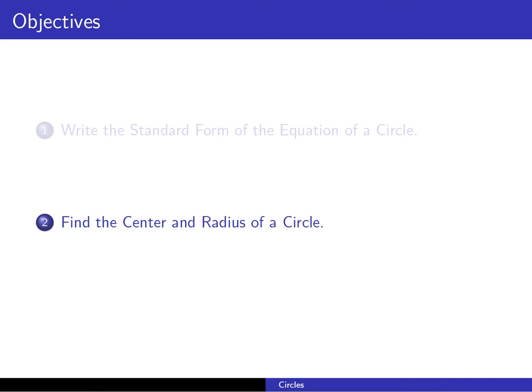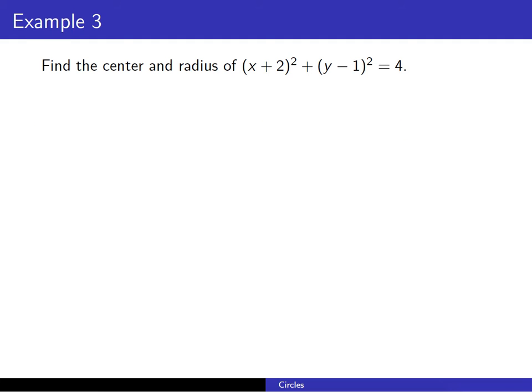Alright, in this video we're going to find the center and radius of a circle. So start with example 3, picking up from where we left off. Finding the center and radius of (x + 2)² + (y − 1)² = 4. So much like the notes on parabolas, we have (x − h)² and (y − k)².